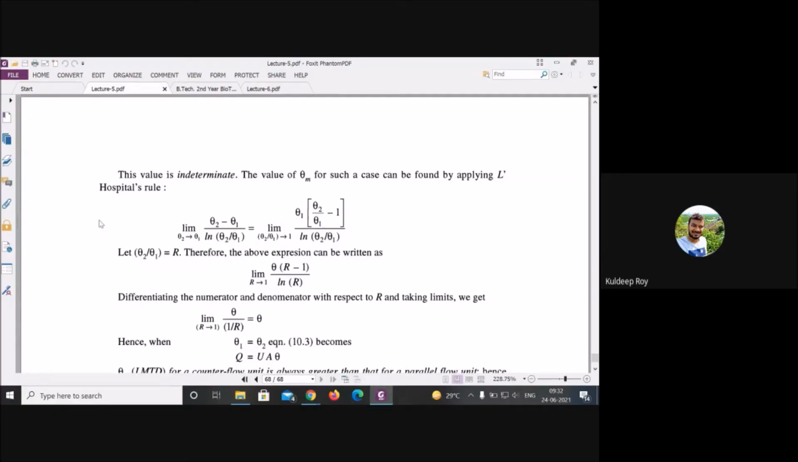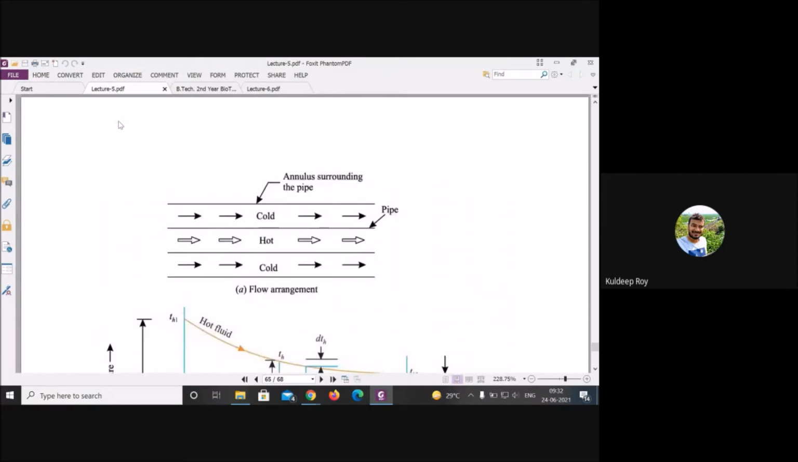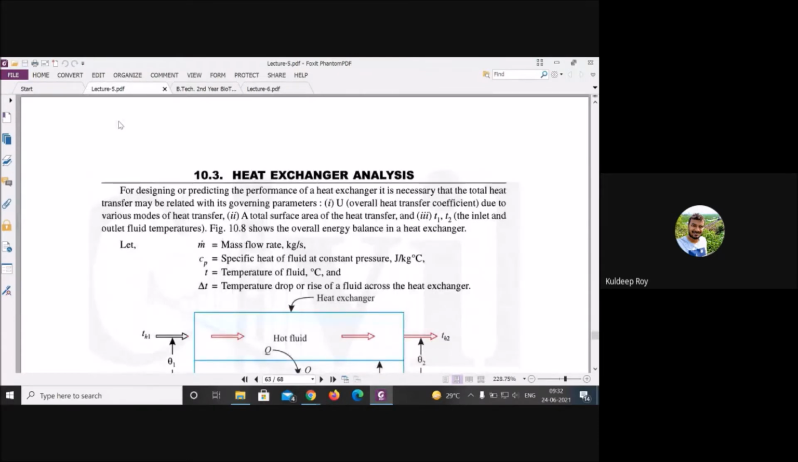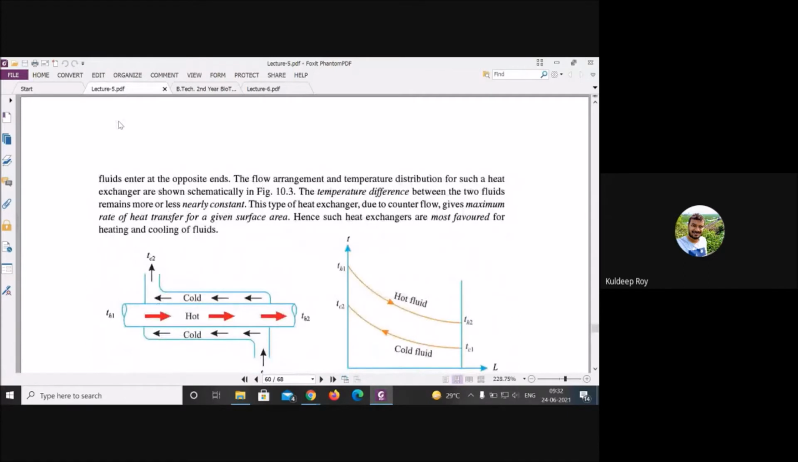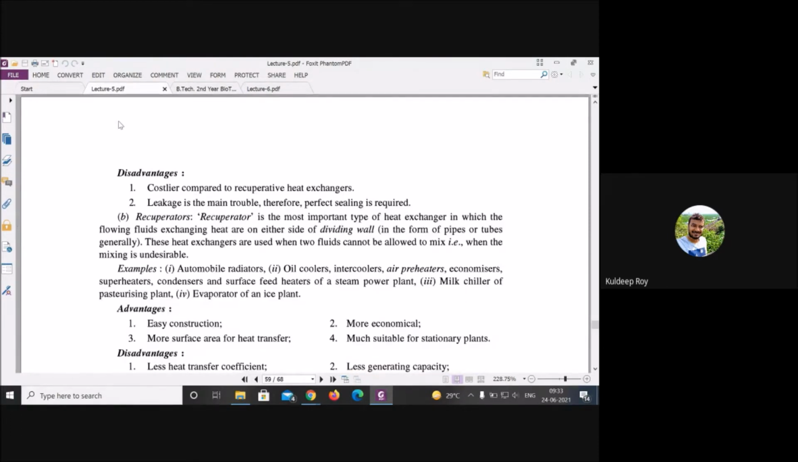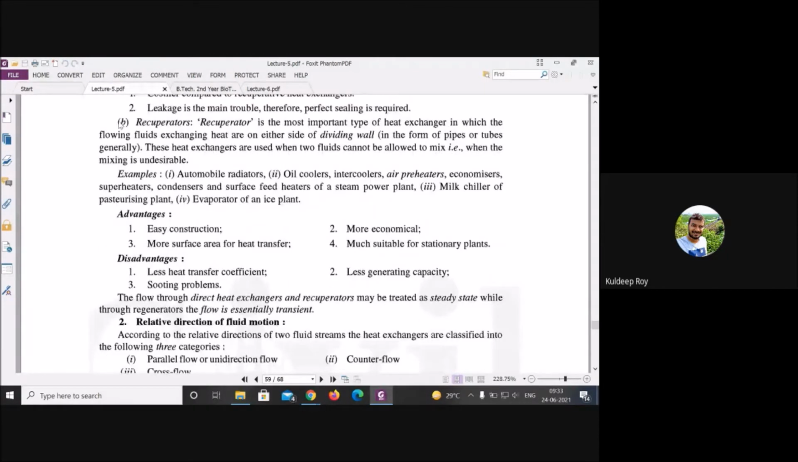Last class we talked about the types of heat exchanger, right? We saw that there are two basic types, sorry, not two, three basic types of heat exchanger: direct type, recuperator type, and regenerator type. And for the recuperator, we saw how, by applying shell and tube, double pipe, or fin type heat exchangers, you can do the heat transfer operation.